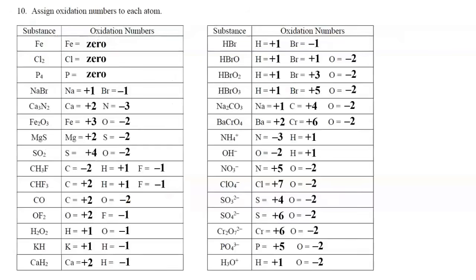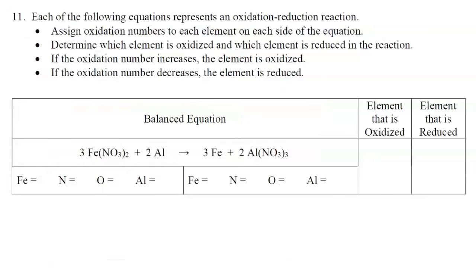All right, well, hopefully that was helpful in terms of assigning oxidation numbers and learning the rules and the application of those rules in number 10. All right, we're now ready to move on to question 11. The nice thing about question 11 is it gives you the chance to practice your skills in assigning oxidation numbers to different elements. So here we have to assign the oxidation numbers to each element on each side of the equation, and then determine which element is oxidized and which element is reduced.